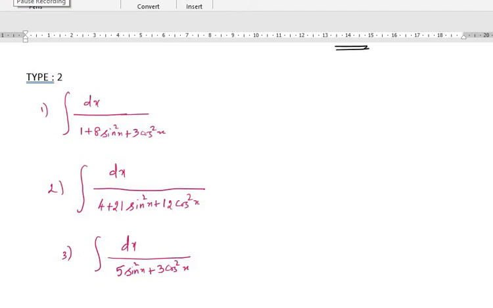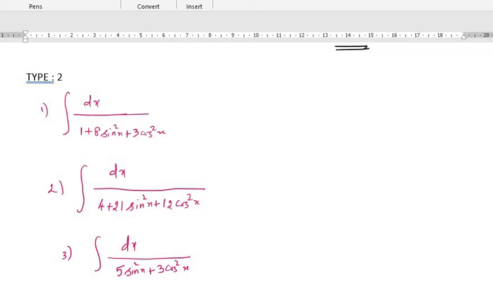Okay. Now see. I gave 3 questions. The 3 questions are almost the same. dx by 1 plus 8 sine square x plus 3 cos square x. And the second question also has one constant term, and the sine square x term and cos square x term. Similarly, the third question is 5 sine square x plus 3 cos square x, but there is no constant term. Okay, now see the answer.